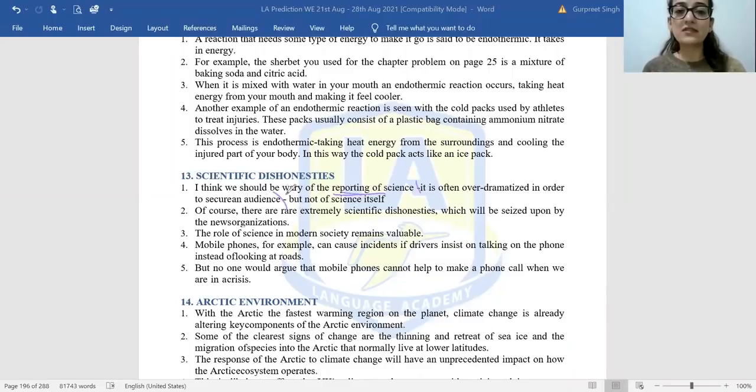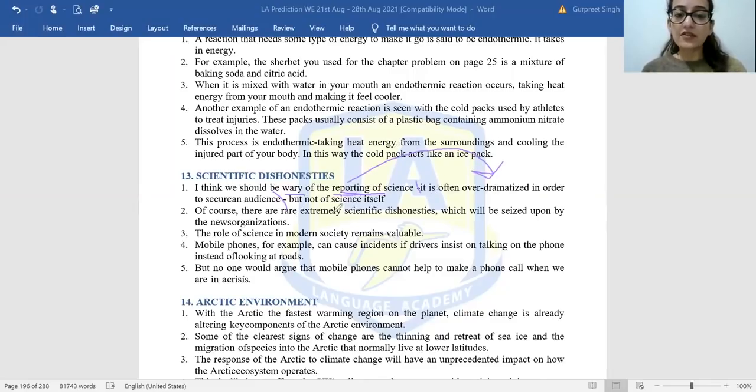Wary of means we should be kind of cautious of. The very basic meaning can be that we should remain cautious of the reporting of science. And then in the hyphen they said it is often over dramatized in order to secure an audience. So they say the reporting is over dramatized.